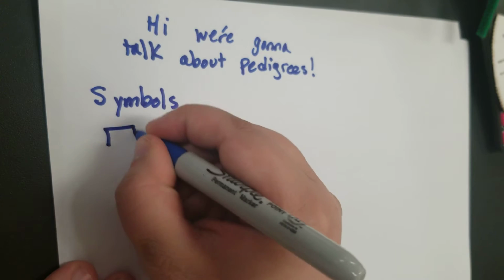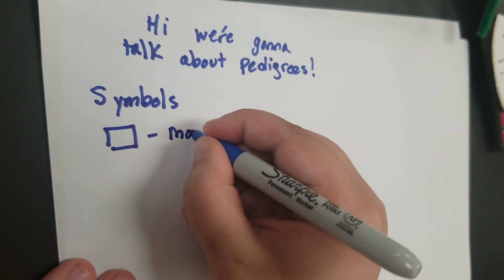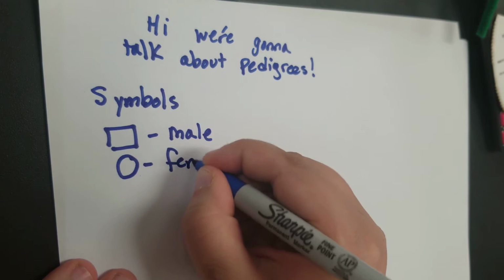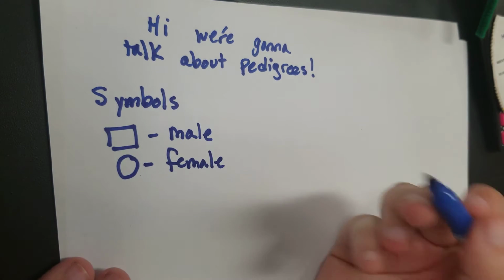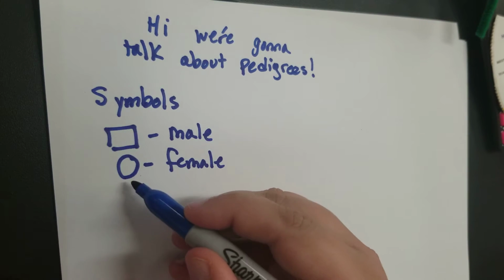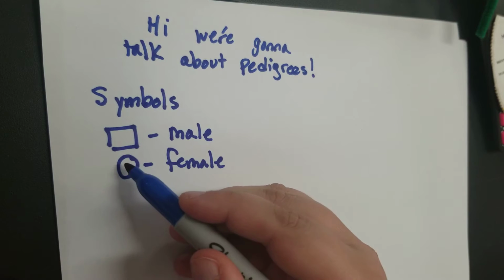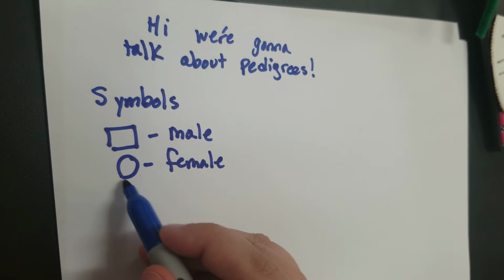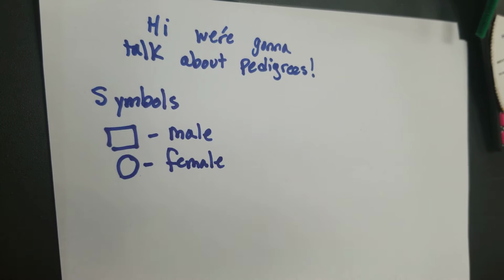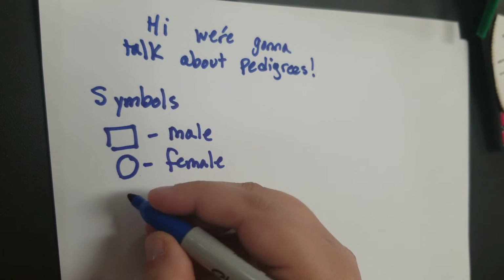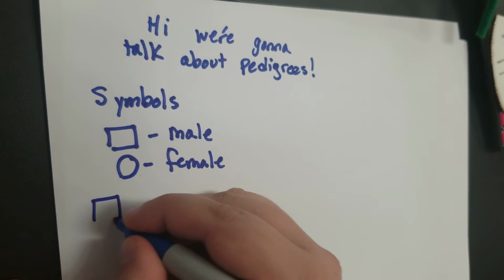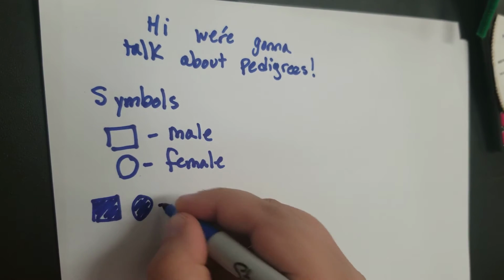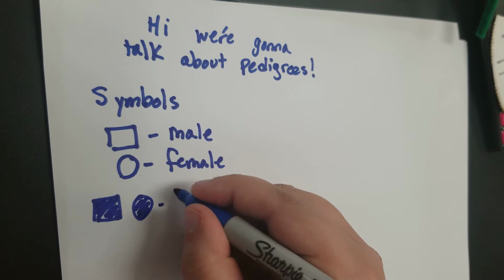All right, so square is male. Circle is female. If you want to remember it, think a pregnant woman's belly makes her kind of round. So the female is shown as a circle. Someone with the trait is shaded in.